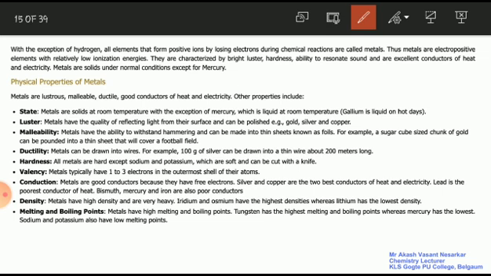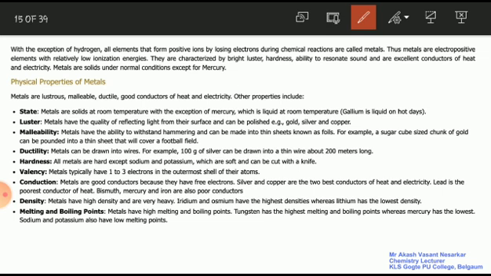Conduction. Metals are good conductors because they have free electrons, because they will lose the electron very easily, right? Silver and copper are the two best conductors of heat and electricity. Lead is the poorest conductor of heat. Bismuth, mercury and iron are also poor conductors. So some metals are poor conductors, some are good conductors. If they give up the electron easily, then they are good conductors. If they hesitate to give the electron readily, then those are poor conductors.